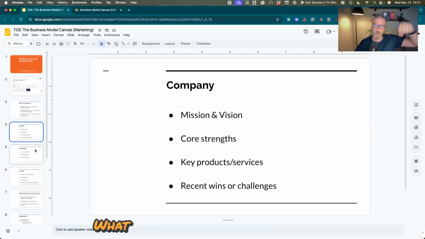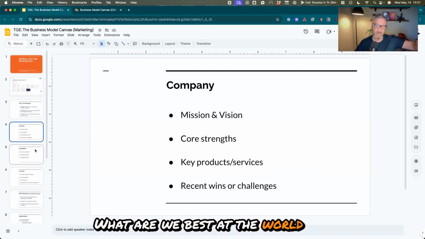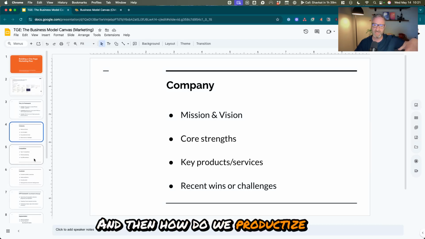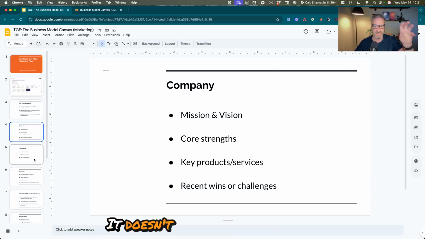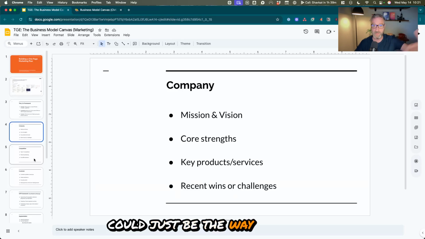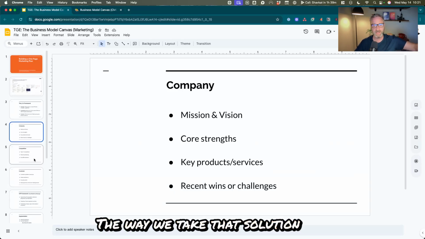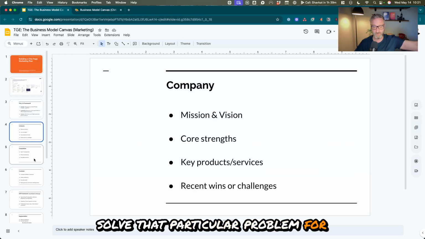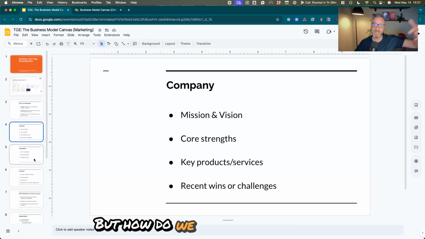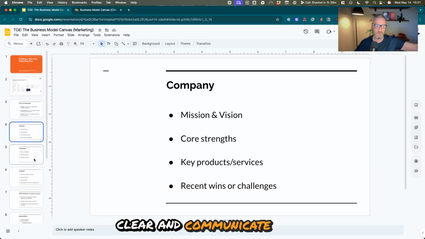Core strengths: what do we do as an organization? What are we best at in the world at? And then how do we productize or systematize that? It doesn't have to be a product. It could just be the way we do it. It's our secret sauce, the way we take that solution and solve that particular problem for who we're solving it for. But how do we take that and make that clear and communicate that?